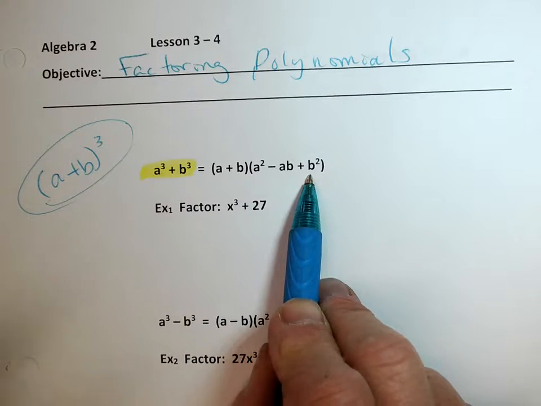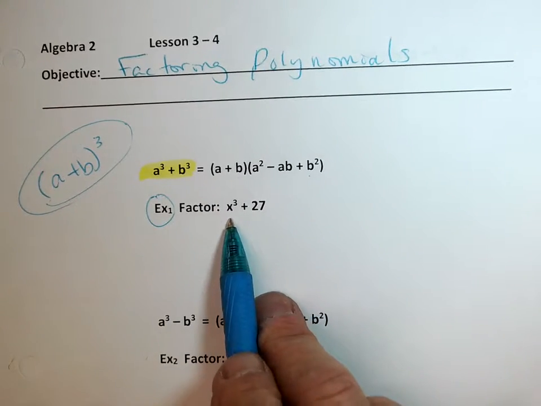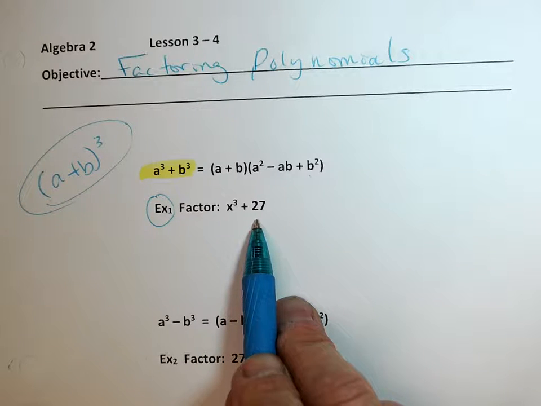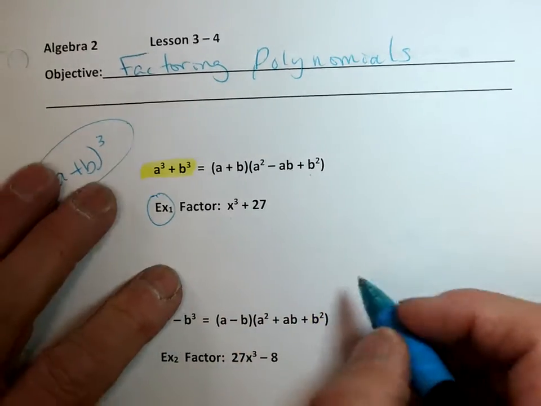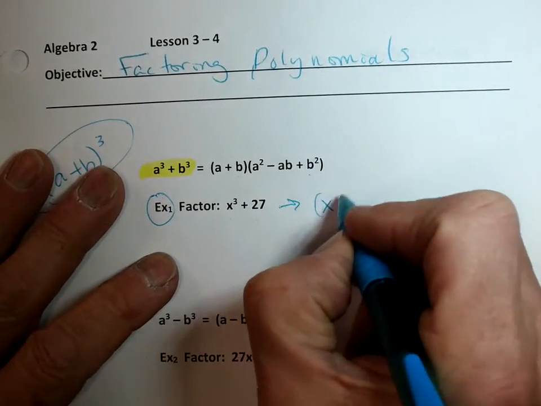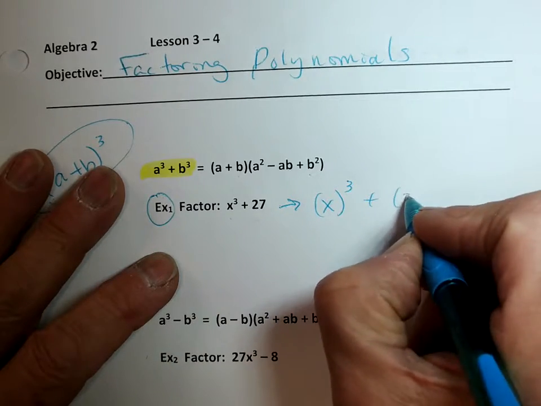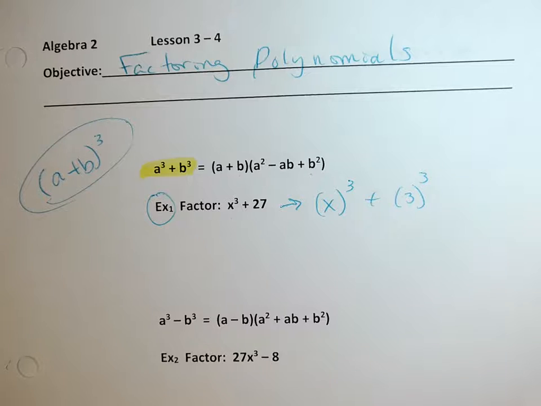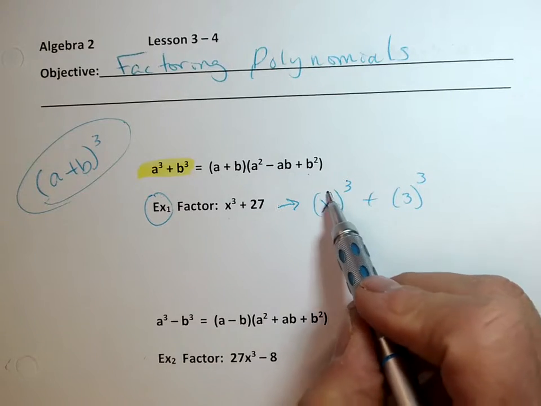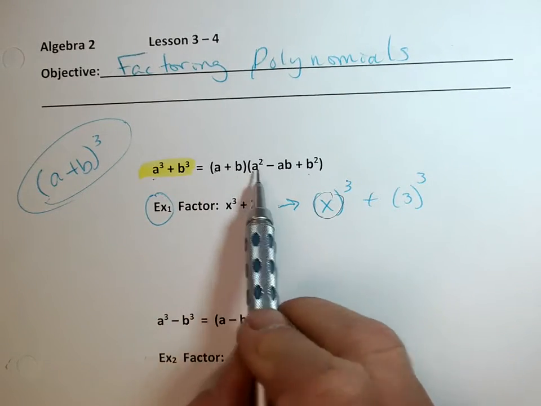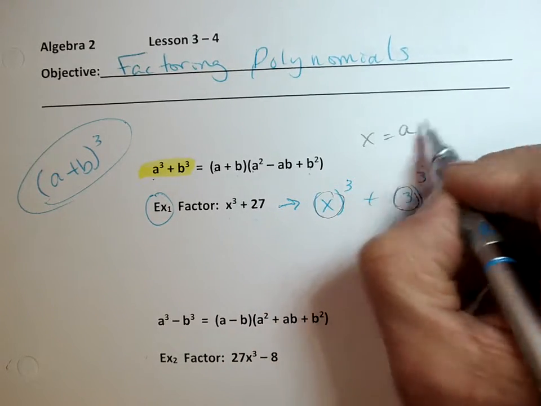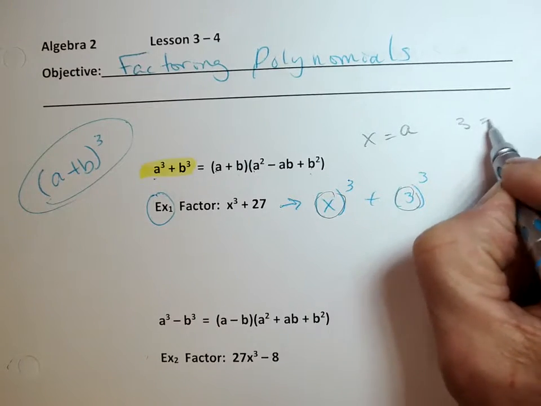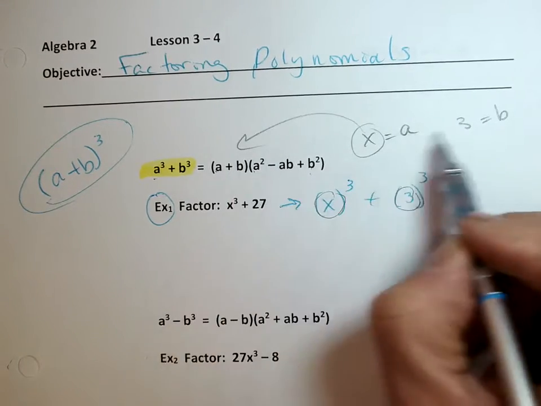Well, first of all, let's look at example 1. This is a cube plus a cube. This is a cubic number. What cubic number is this? 3. Good. So let's rewrite this as x cubed plus 3 cubed. Does that make sense? And now to factor this, all we're going to do is take my x and let it be my a values, and let my 3 be my b values. I'm going to put those into my little formula.